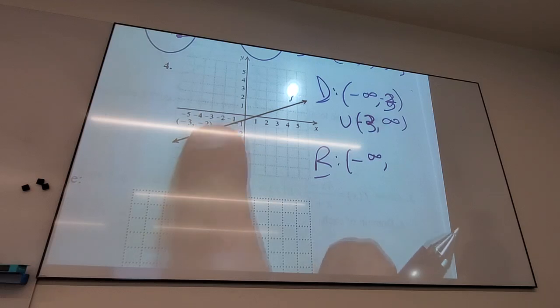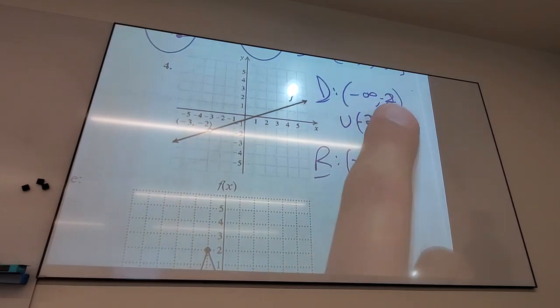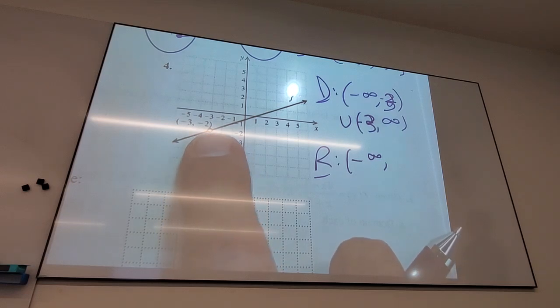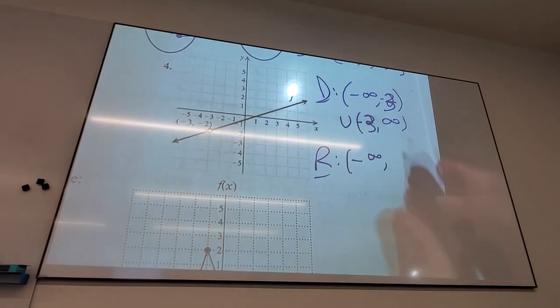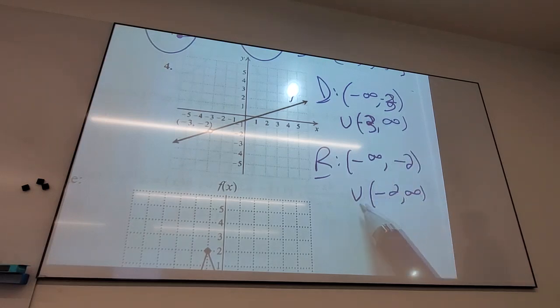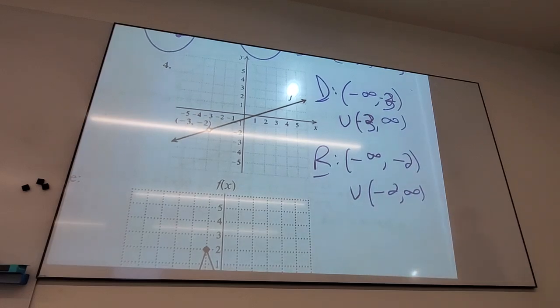-3 is not an input that's used, so I must throw it out of my domain. What's an output that does not happen? -2 doesn't happen, so I must throw it out of my range. So again, I look at this piece right here as saying skip. -infinity to infinity, skip -2.